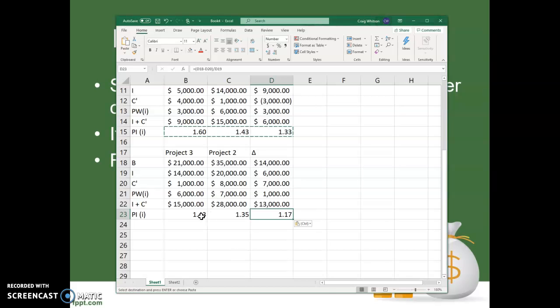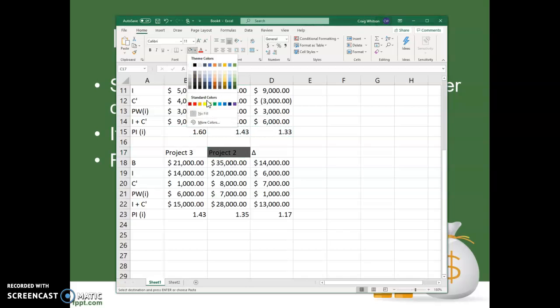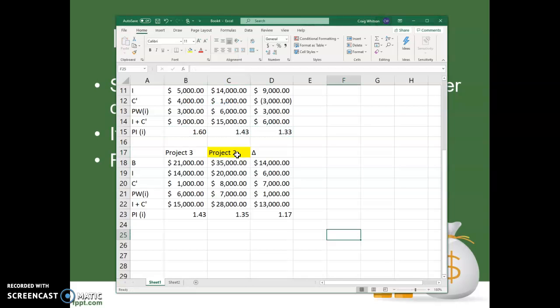So again, this is a good example to show that if we just look at profitability index alone, 1.43 is bigger than 1.35. If we only looked at the PI values, we might say, oh, project 3 is the way to go. But using this incremental approach, looking at the delta values and finding the PI of the delta values, the fact that this is greater than 1 means that, again, using this profitability index method, we arrive at the same conclusion, that between these three projects, the best option is project 2.